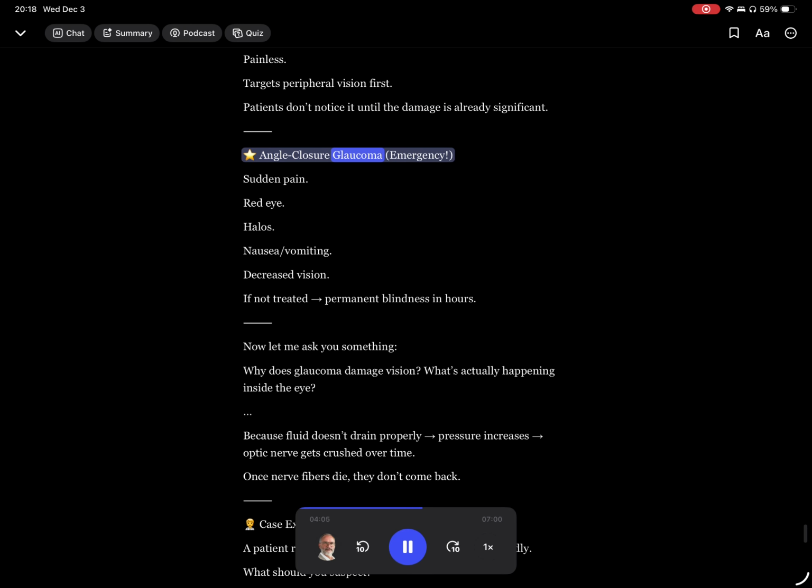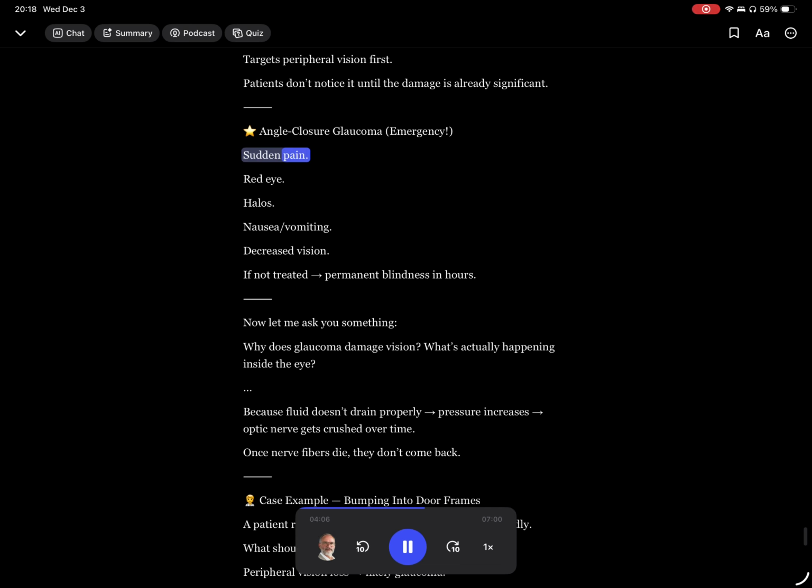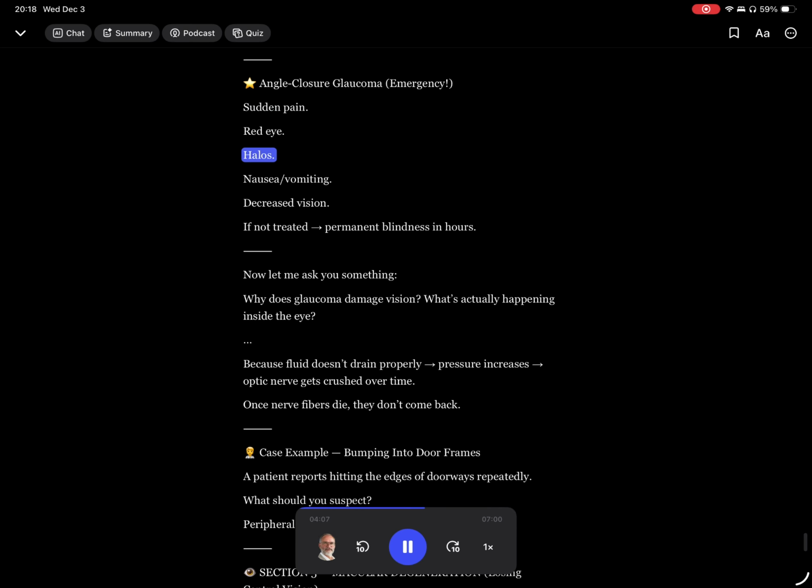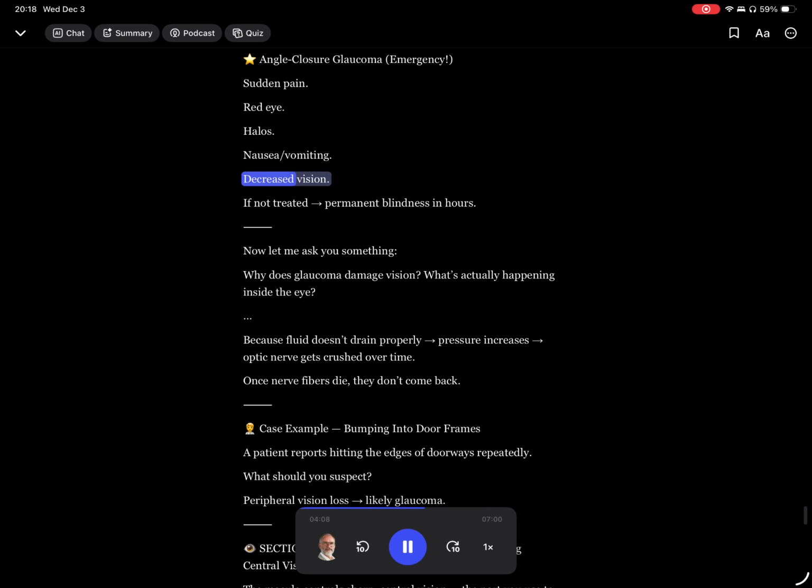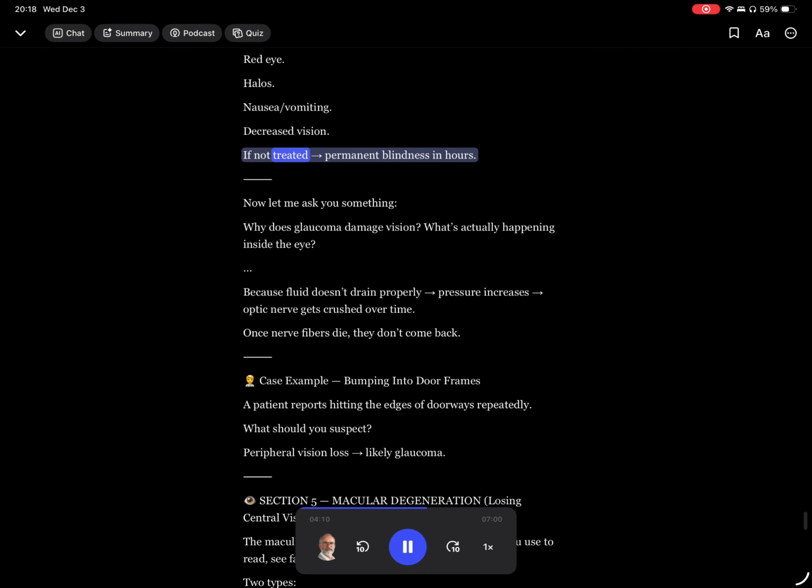Angle closure glaucoma. Sudden pain, red eye, halos, nausea, vomiting, decreased vision. If not treated, permanent blindness in hours.